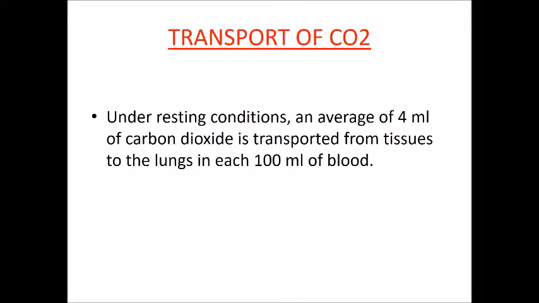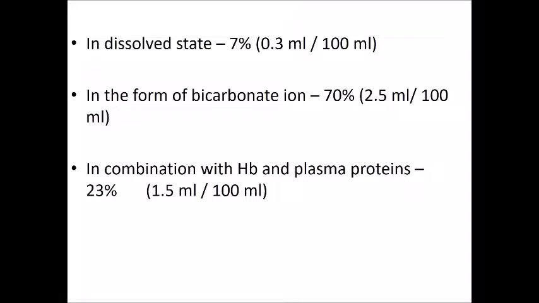Now after clearing the diffusion part, let us discuss our main part for today, that is transport of carbon dioxide in the blood. Under resting conditions, an average of 4 milliliters of carbon dioxide is transported from tissues to the lungs in each 100 ml of blood. Now, if we look into the distribution of this 4 ml, you can see there are three ways by which carbon dioxide is transported in the blood.